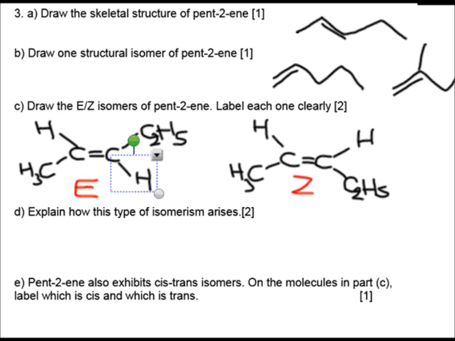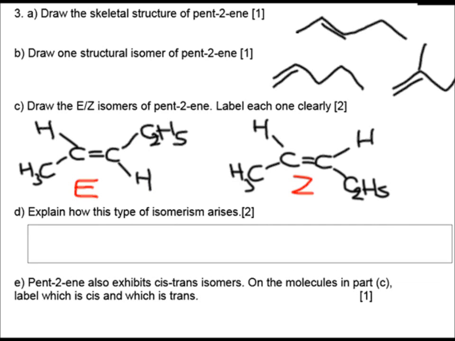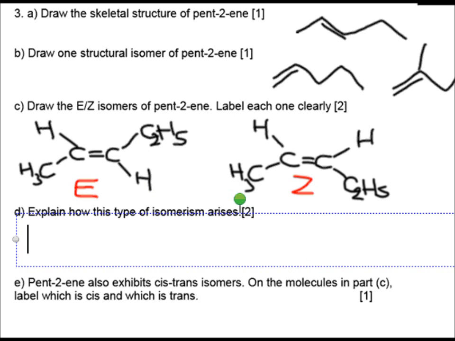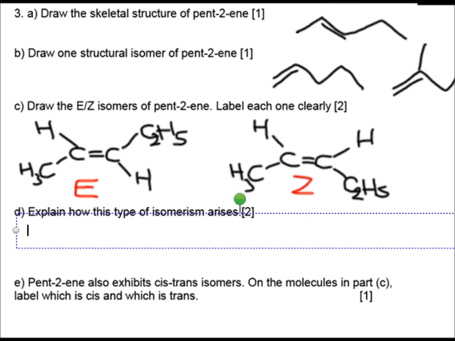So the next part of the question asks you to explain how this type of isomerism arises. And as you can see, this question is worth 2 marks. So the first point will be by saying that it must contain a carbon-carbon double bond, because this restricts rotation of the bond.